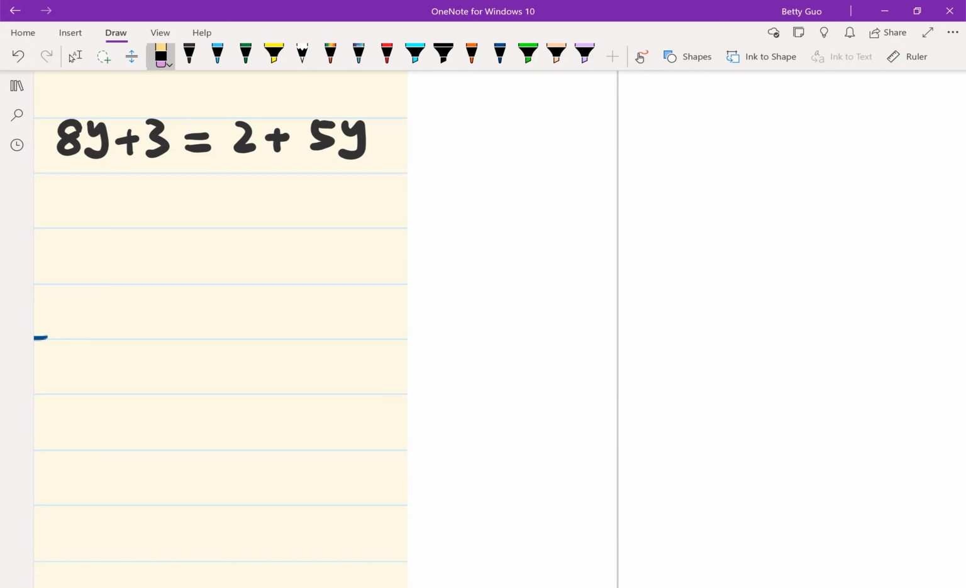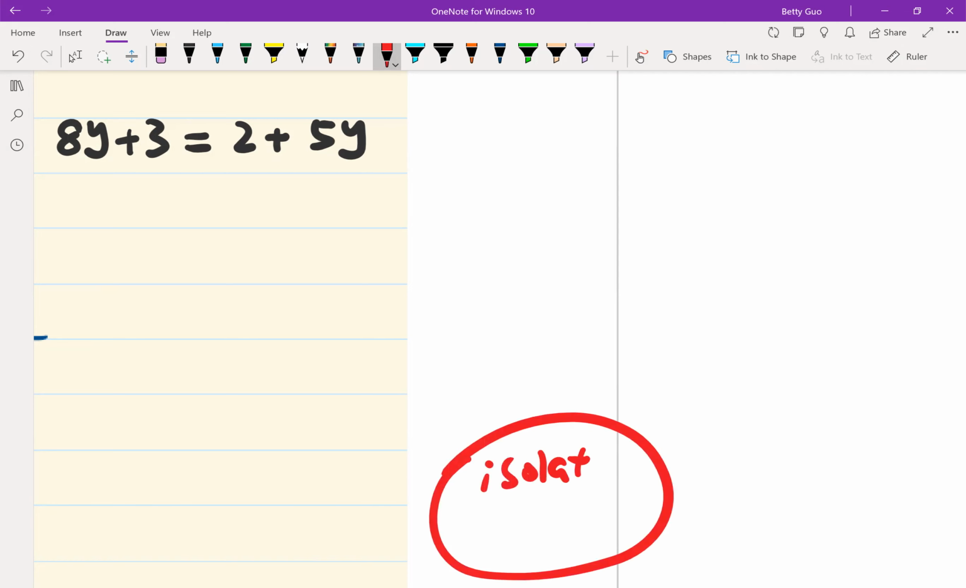But it doesn't matter which method, the goal is the same. You are isolating y, the variable, on the left, right? So when you see 5y on the right, you have to move it over because you don't want a 5y to stay on the right-hand side, right?